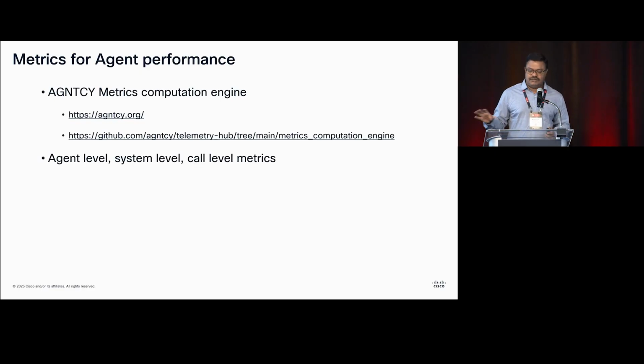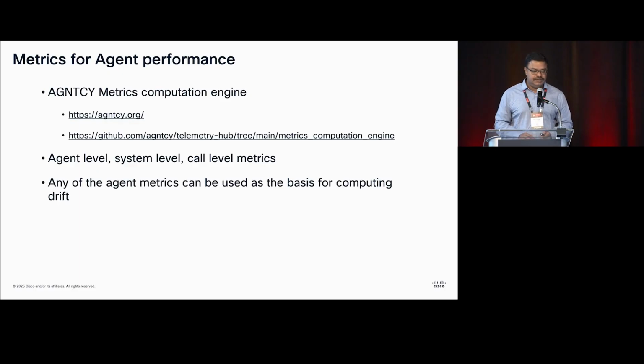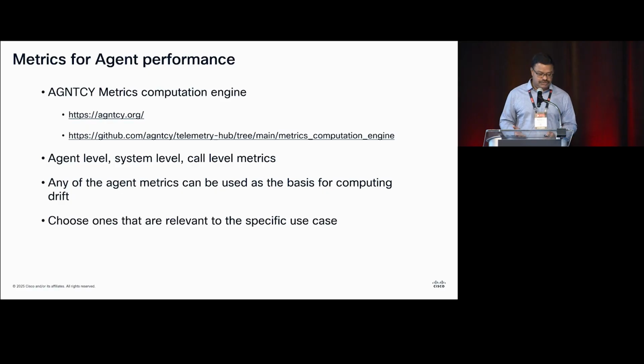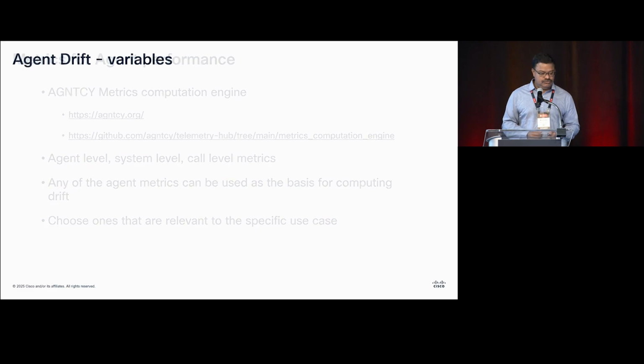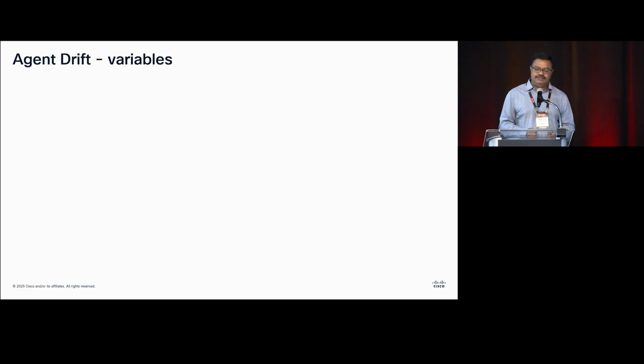And these metrics are across the board. They could be agent level, session level, system level, call level. Different levels of metrics are available. And you could actually use any or many of these metrics to measure agent drift. Which metrics you choose is usually based on your use case. With this, let's move to what the variables in agent drift are.